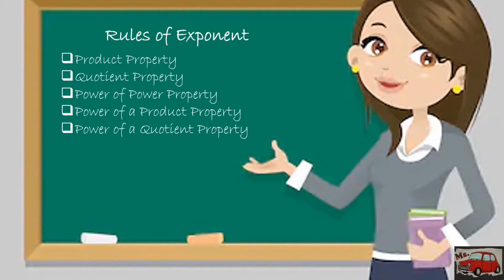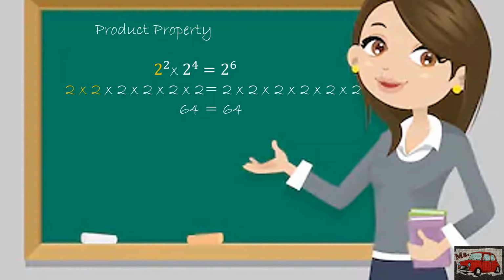Okay? Okay, so first, we have the product property. From the word itself, product. So, ibig sabihin, mag-multiply tayo. So, here, I have the same base, which is 2, and then their exponent is 2 and 4. So, ang gagawin lang natin, if we will multiply them, we need to add their exponent. So, 2 raised to 2, or 2 squared, times 2 raised to 4th, 2 plus 4 is equals to 6. So, equivalent lang yan ng 2 raised to 6.